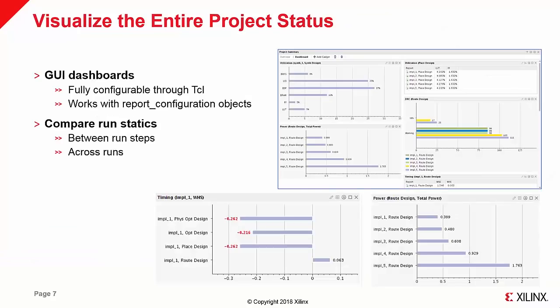Let's move on to our GUI changes. In 2018.3, we're introducing project summary dashboards in the Vivado IDE. The dashboards are fully configurable using Tcl and are based on the report configuration objects that we introduced in 2018.1. With configurable reporting, you can define exactly which reports are created for each run and each individual step of each run. The project summary dashboards enable you to view and analyze all of this information in one place. Now you can easily see how your timing changes using different strategies or as it proceeds through the flow. Today we support 5 reports and more will be added in the future. I strongly encourage you to give them a try.